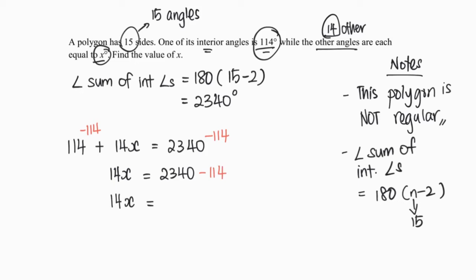So 14x will be equals to 2226, and divide by 14 on both sides, and this will give me 159. Since they talk about value of x, this will be the final answer.